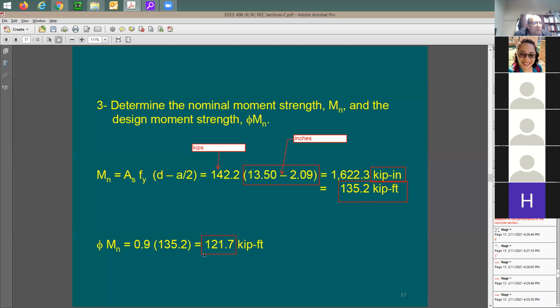121.7. This is what you call the design strength. How about this one? What do you call this? It's called nominal moment design strength, or nominal moment strength. You don't really call it design strength. This is going to be the design strength, which is phi M sub n.